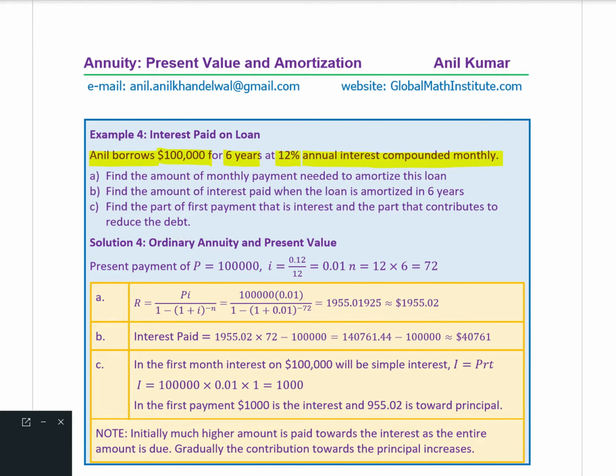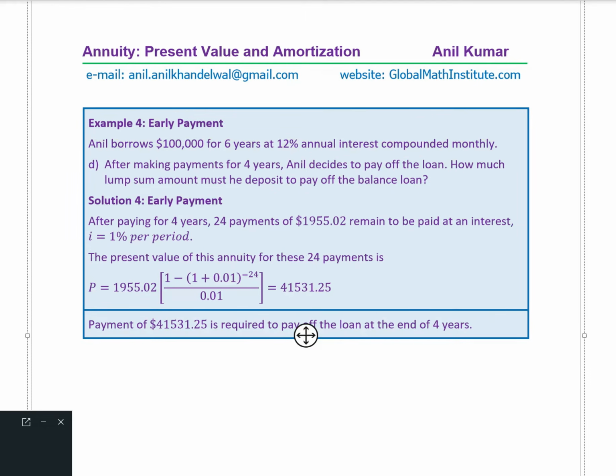So whenever you actually make this payment, regular payment, part of it goes towards the interest and the other part goes towards the principal. Initially, more goes towards the interest than the principal, right? We'll actually extend this and also see what is there further. We'll take up part D, which is, after making payments for 4 years, Anil decides to pay off the loan. How much lump sum amount must he deposit to pay off the balance loan, right? So that is also a very interesting situation which we will look into.